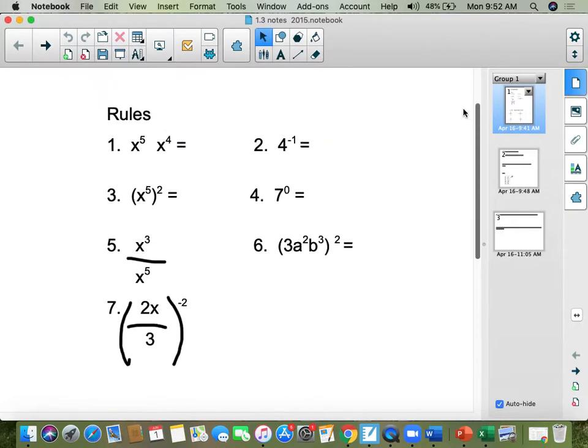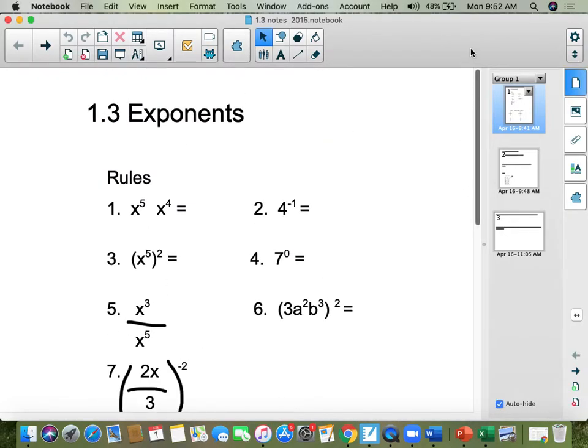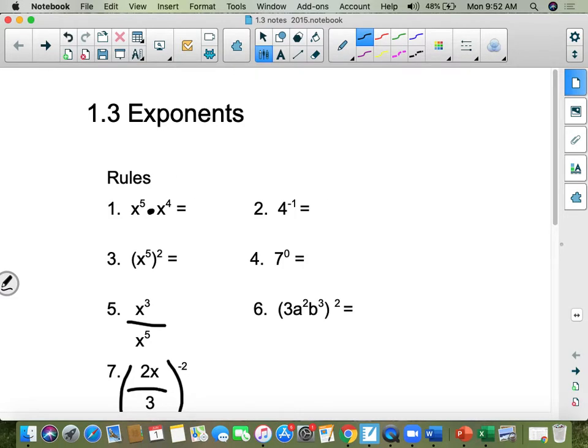Okay, today we are learning about 1.3 exponents. Let's go through all the rules of exponents. x^5 times x^4, the bases are the same, so you add your exponents. What happens when you have a power raised to a power? Is it going to be 7 or is it going to be 10? You multiply them together. It makes 10.